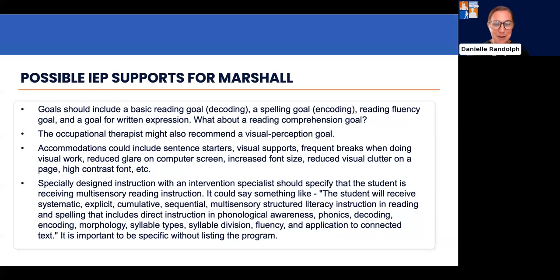These are some accommodations that I would recommend. Specially designed instruction with an intervention specialist. I think we need to specify that he requires multisensory reading instruction. That's something that we oftentimes want to put in the IEP somewhere. We can't name a program, so we kind of get around that by using specific language that really is saying he's getting some sort of phonics-based program. But that's something I've been trying to do more when the schools allow me to put it in the IEP somewhere, to really list what the program does without listing the program. Okay, and I think that's it.